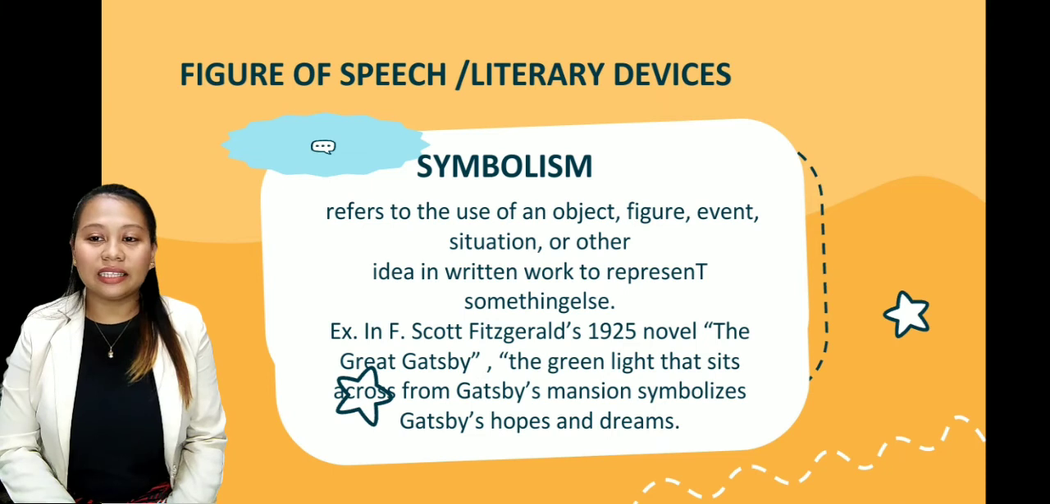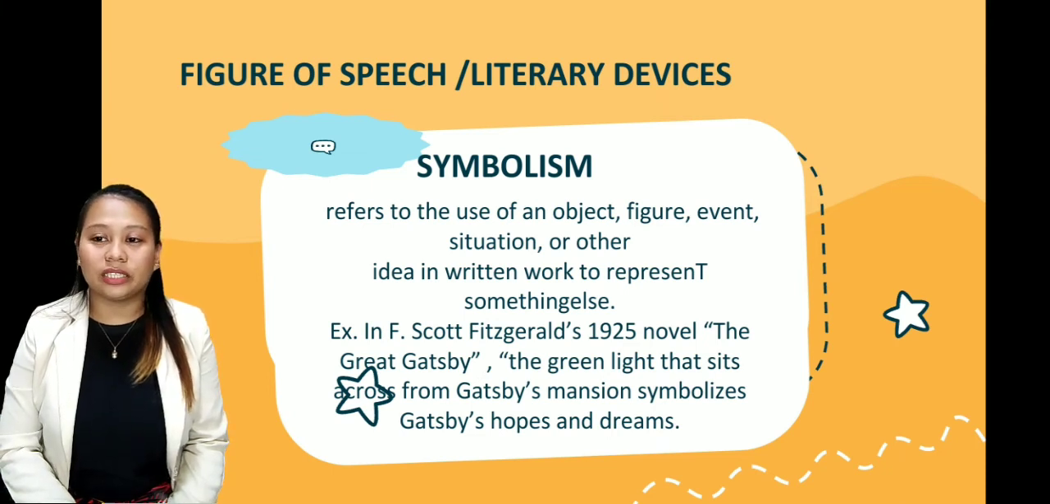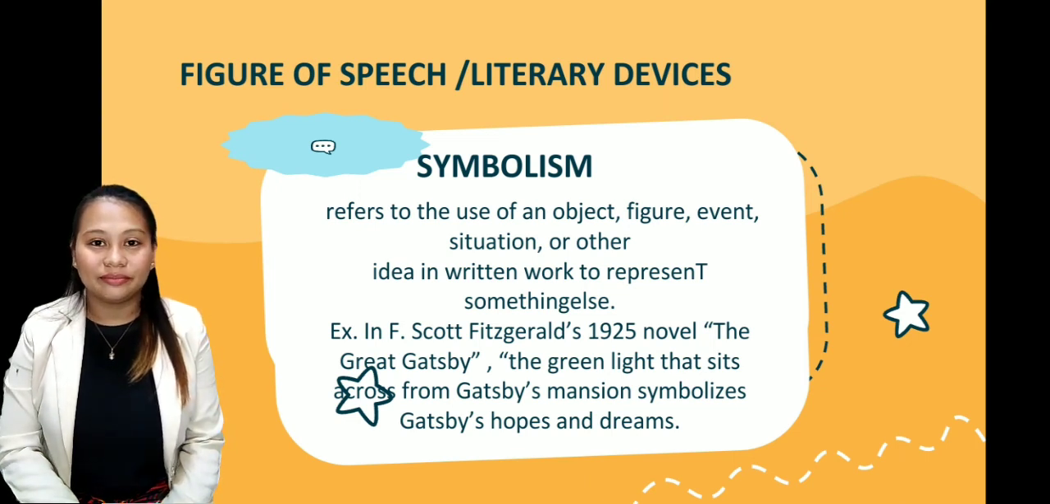Our last but not the least example is symbolism. Symbolism refers to the use of an object, figure, event, situation, or another idea in a written work to represent something else. An example of symbolism is in F. Scott Fitzgerald's 1925 novel, The Great Gatsby. The green light across the bay from the Gatsby mansion symbolizes Gatsby's hopes and dreams.